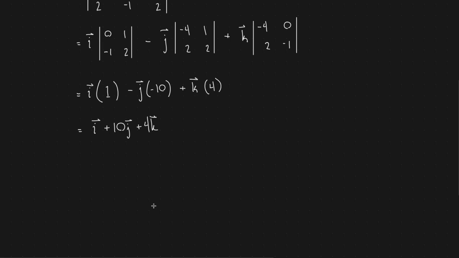And if I want to write it in component form, I have a 1 in front of that i, an invisible 1, and then 10j, and then 4k. So the cross product of vectors u and v is 1, 10, 4.